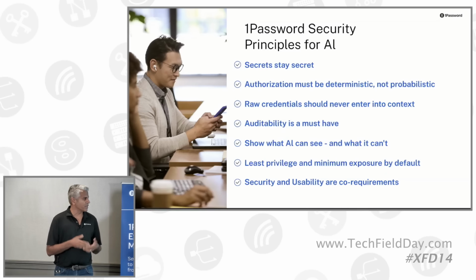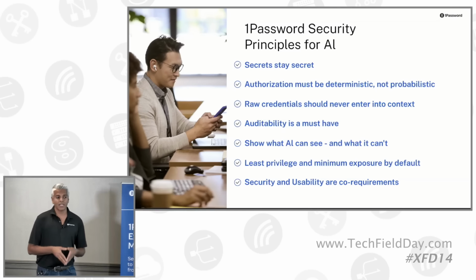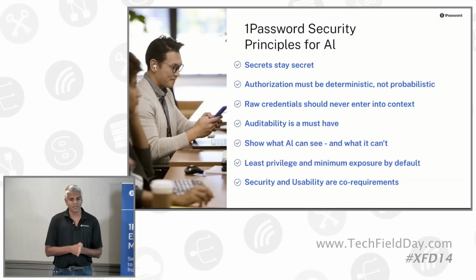So the first one is how we think about AI from a secret standpoint. For raw credentials, we want to adhere to the exact same security model that Leah mentioned, which is that we should not be able to decrypt your raw credentials, right? What that ties back to is the two-key secret derivation, as well as the zero knowledge architecture, and that's going to remain. The second principle is authorization must be deterministic and not probabilistic.